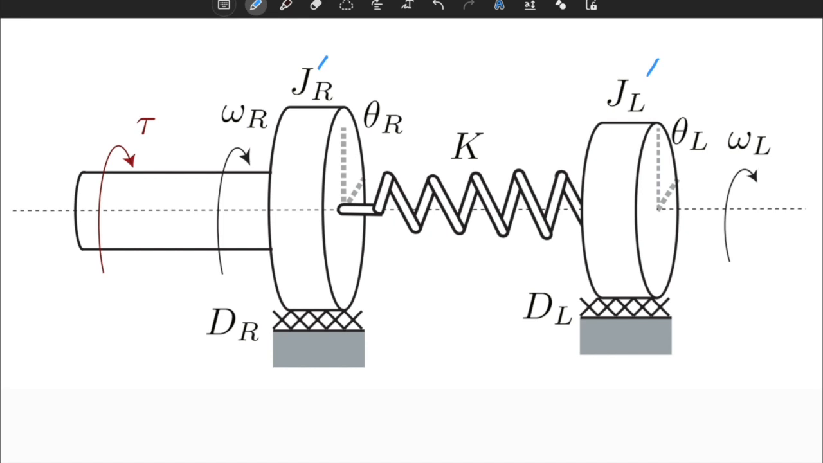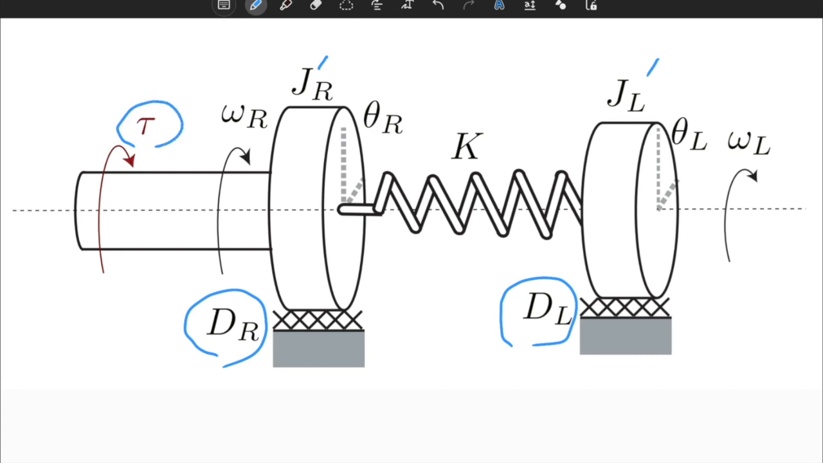Both of the dampers are technically affected, or resisted, by viscous friction. The first one has a viscous friction coefficient of dr. The second one has a viscous friction coefficient of dl. These frictions only affect the body they are acting on. The dr is not affecting jl, and dl is not affecting jr. The input of the system is this external torque.